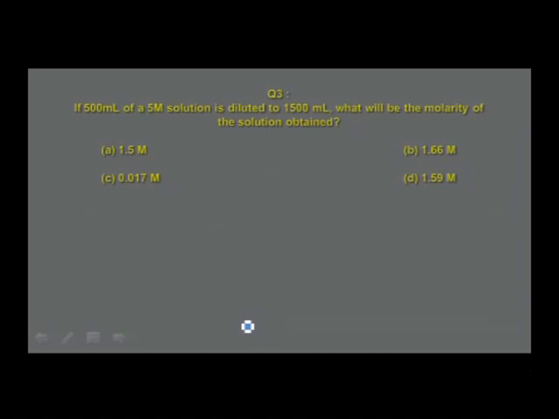500 ml of a 5 molarity solution is diluted to 1500 ml. What will be the molarity of the solution obtained? Different options are given. Option A 1.5 molar, option B 1.66 molar, option C 0.017 molar, option D 1.59 molar.